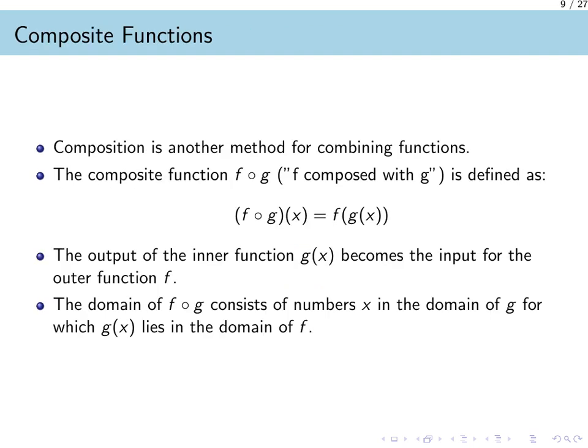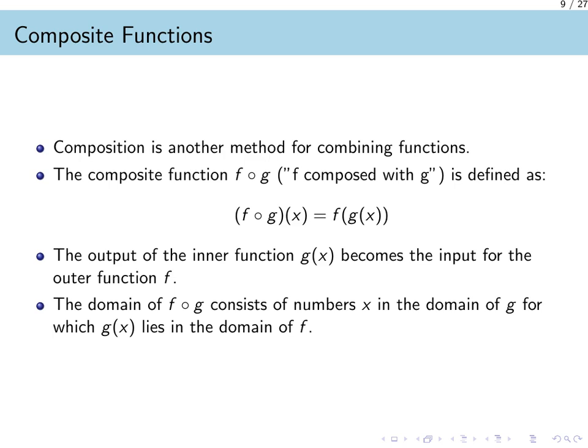Beyond simple arithmetic, we can combine functions through composition, which creates a chain where one function's output becomes another's input. This is called a composite function, written as f composed with g of x, and is defined as f of the quantity g of x. To evaluate it, we follow a two-step process. First, we find the output of the inner function, g of x. Second, we use that result as the input for the outer function, f.